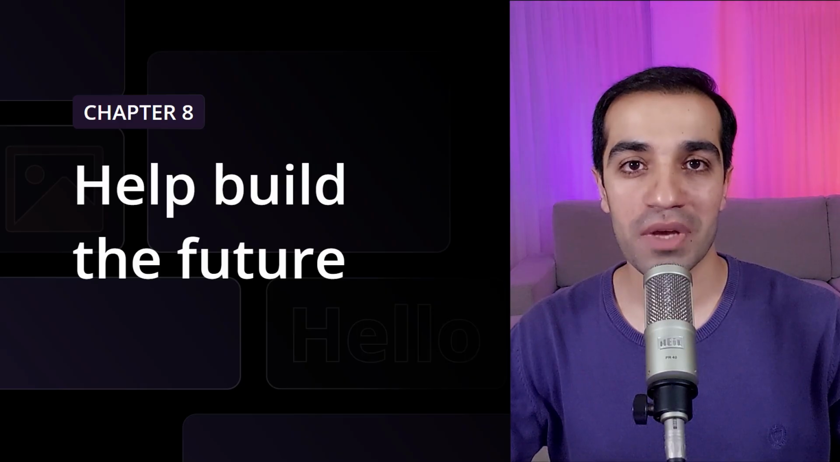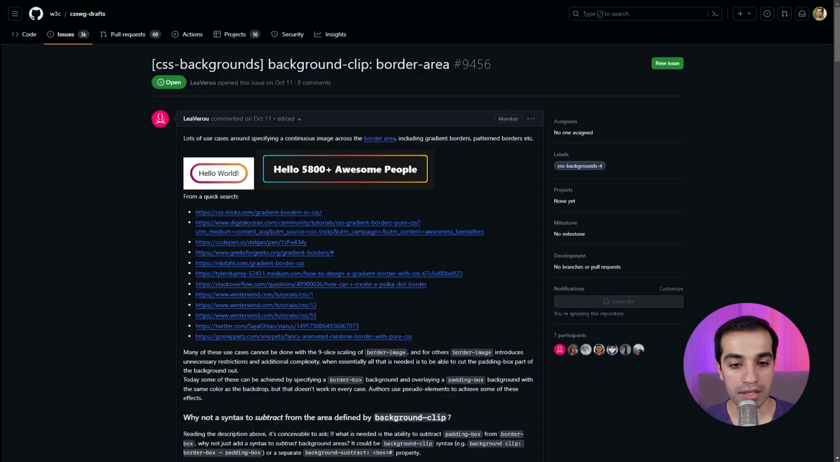Do you see how much we have to struggle for a simple gradient border? I'll show you how we can make it easy in the future. Lea started this conversation in the CSS Working Group about adding a new CSS value for this. You can join the discussion and express your interest. Let's make this feature a reality on the web platform soon.